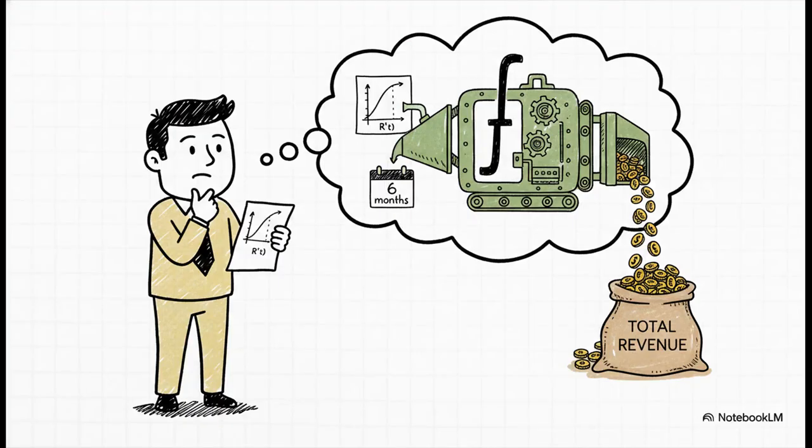So, here's the situation. You're the manager. Your research and development team hands you this function, R prime of t. They tell you this formula predicts the rate of new revenue your product will generate each month. Now that's useful, sure, but the board of directors, they don't care about the rate in month 3. They have one question and one question only. What's the total revenue we can expect in the first 6 months? They are asking for an accumulation, a grand total, and what they've just given you is a classic integration problem.